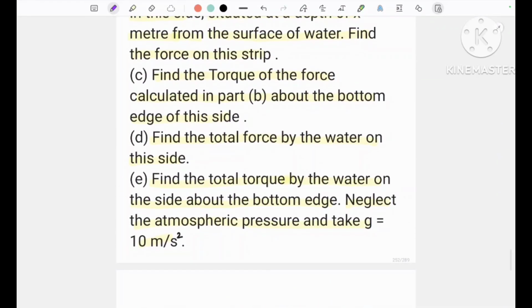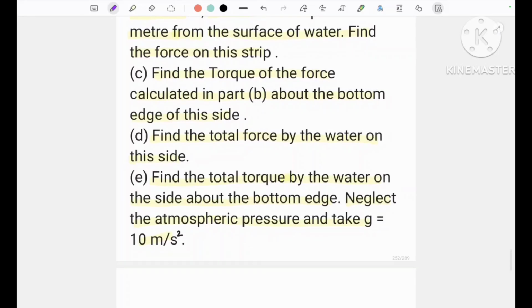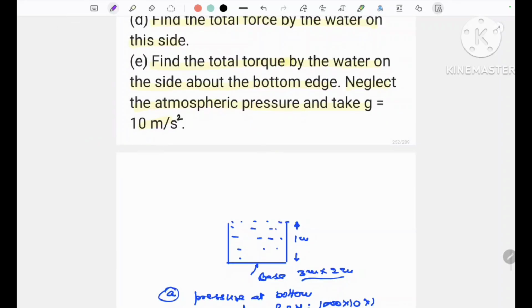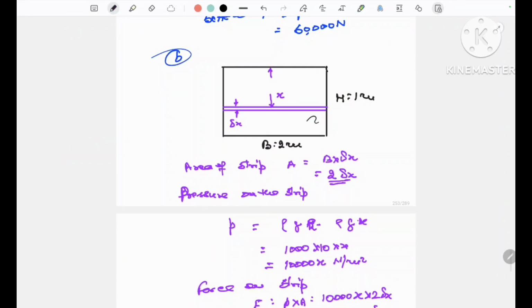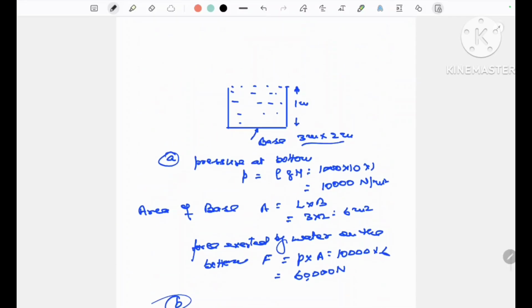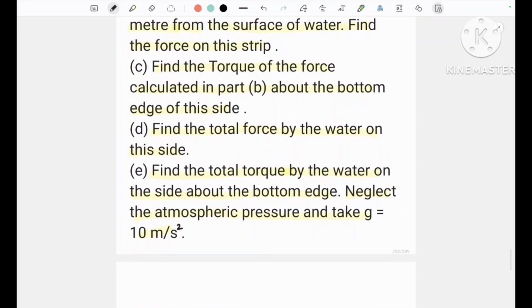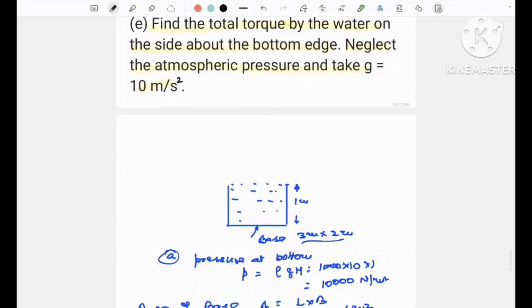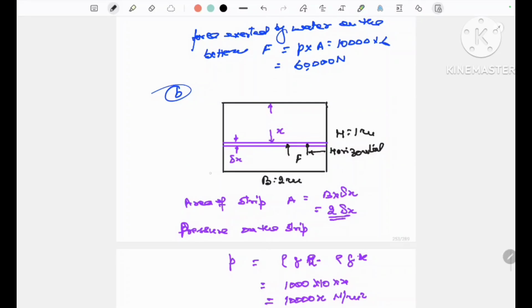C part. Find the torque of force calculated in part B about the bottom of the side. तो this force जो स्ट्रिप पर फोर्स होगी that will be in horizontal direction. अगर this is horizontal and perpendicular to this strip, F की डायरेक्शन है this is horizontal. इसकी डिस्टेंस F की from this bottom is 1 minus x.